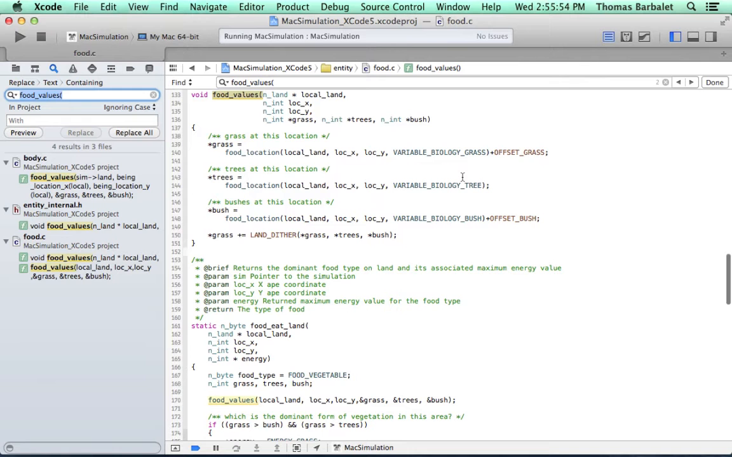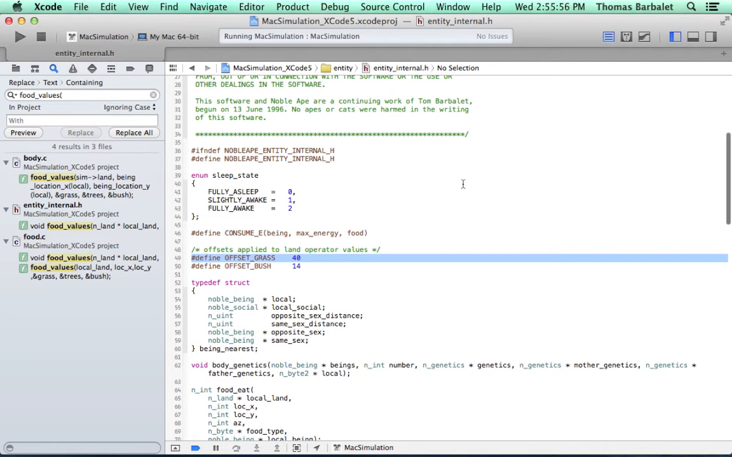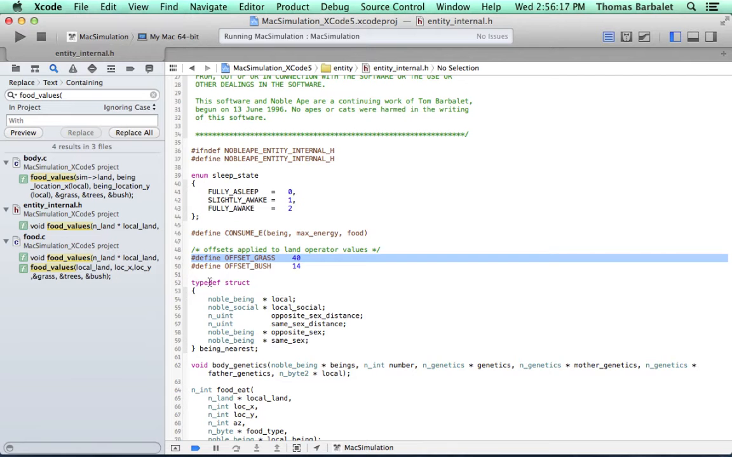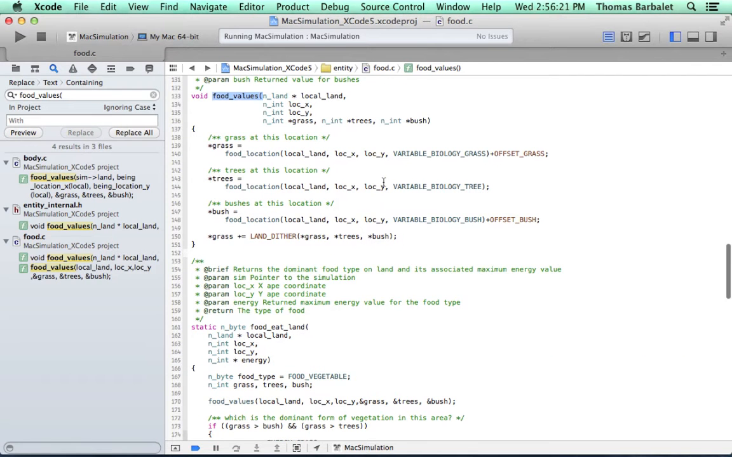It's interesting, these offsets. Offset applies to land operator values. I don't know if this is a historical legacy or not. I think this just relates to... So this is actually where it gets interesting, because these offset values are constants that are being applied against these. So we'd need to know what these... We'd need to recalculate these values actually, so it's not quite as easy as originally proposed.